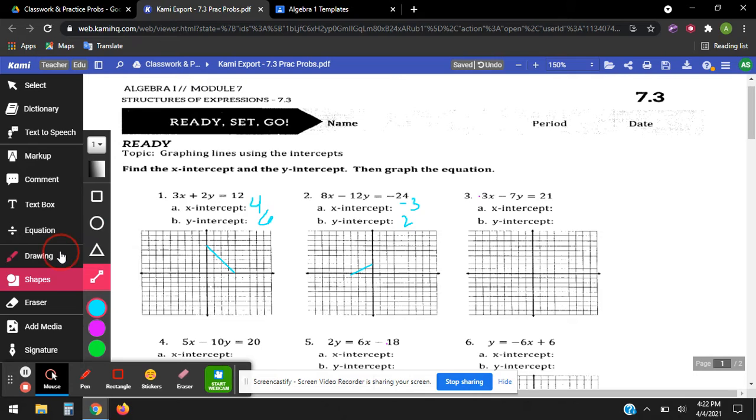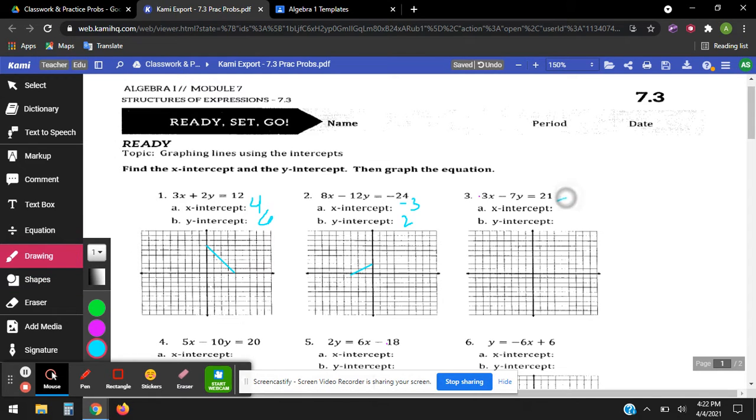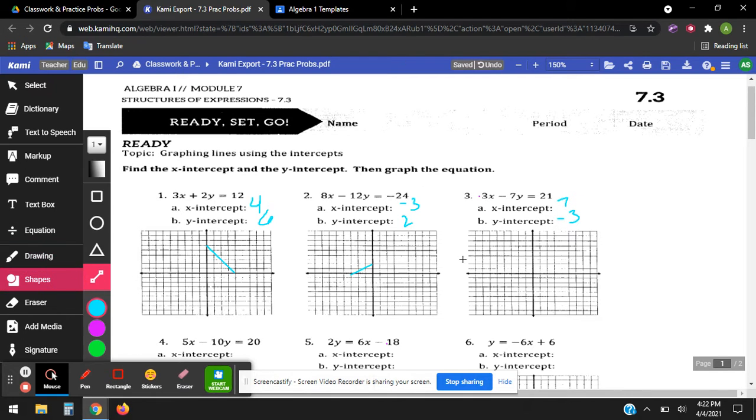Next one, we have y is 0, so 3 times 7 equals 21. If x is 0, negative 7 times negative 3 is 21. So that means I'm going to go to 7 on the x. 3, 4, 5, 6, 7. And down to 1, 2, 3, negative 3 on the y.